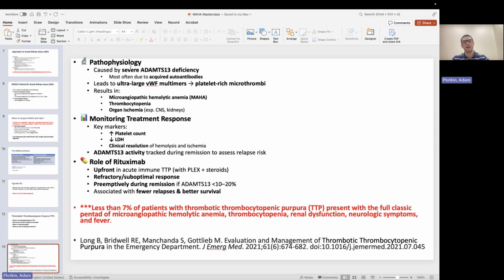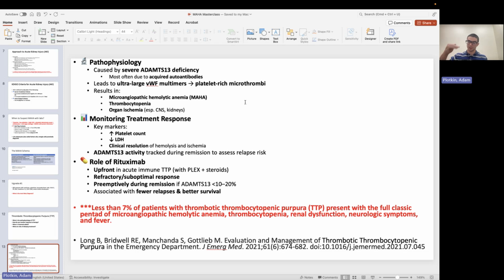So the pathophysiology: it's caused by a severe ADAMTS13 deficiency. Remember, ADAMTS13 is what cleaves my von Willebrand factor multimers. If I don't have ADAMTS13, this might be acquired, or maybe we have autoantibodies against it. Then we're not going to have the thing that cleaves von Willebrand factor. Von Willebrand factor stays in these large multimers, and it acts as a kind of jumping off point to cause all these platelets to clump.